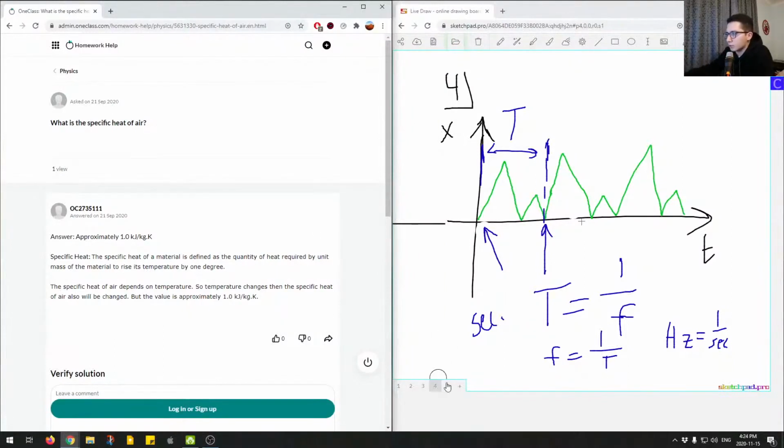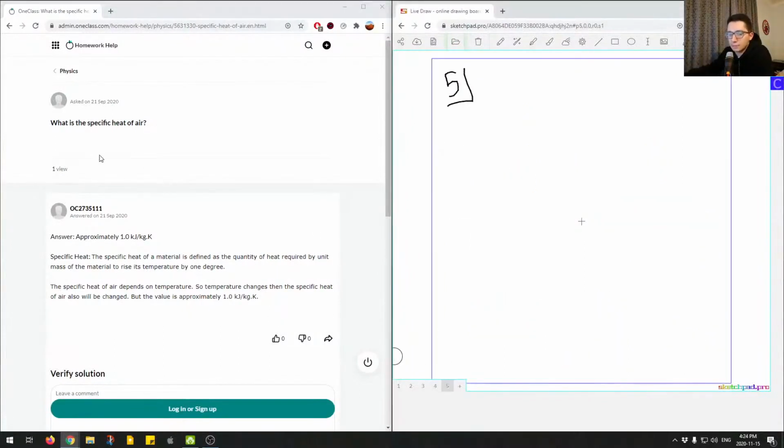Alright, so question number 5. Here we're asked, what is the specific heat of air? Just give me a second. Alright, so specific heat of air, here the unit of answer is approximately 1 kilojoules per kilogram Kelvin.